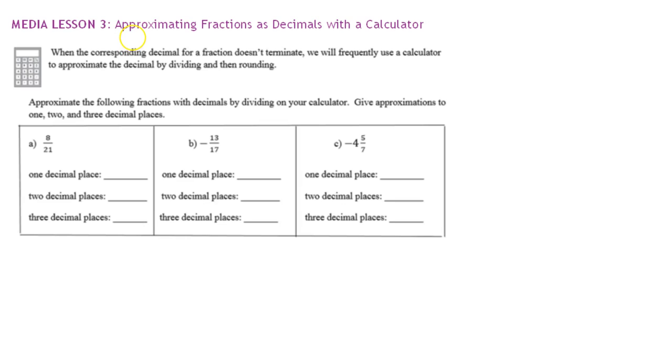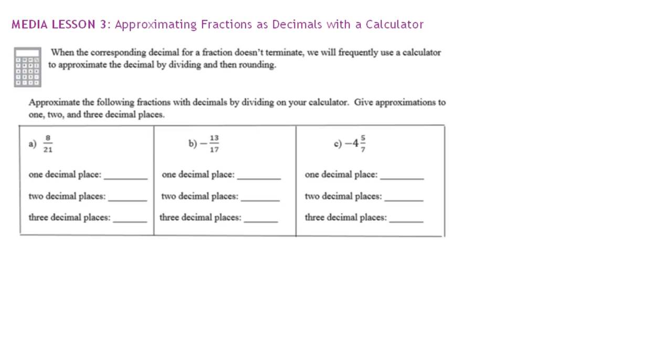In this example, we're going to learn how to approximate fractions as decimals with a calculator. When the corresponding decimal for a fraction doesn't terminate, we will frequently use a calculator to approximate the decimal by dividing and then rounding. Approximate the following fractions with decimals by dividing on your calculator. Give approximations to 1, 2, and 3 decimal places.